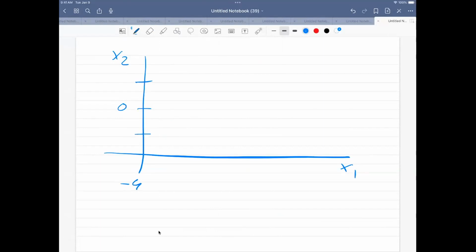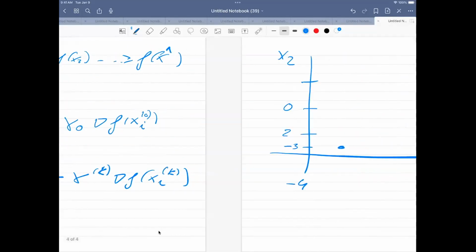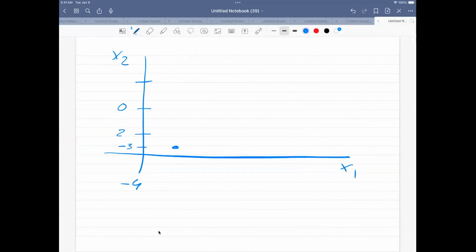So we had a -3. So we started here, -3, and then we had 1. Sorry, we can take away that one, and also take away this one.